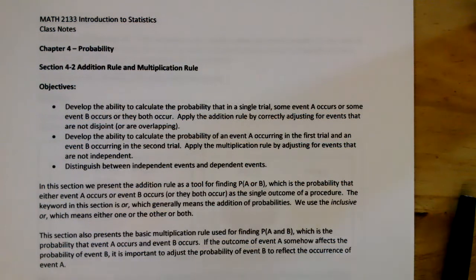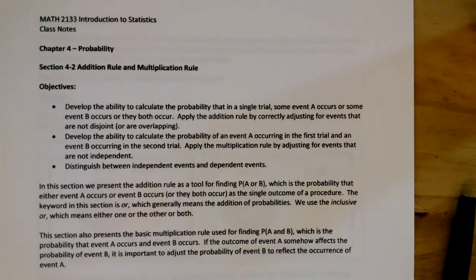All right, in this section, we're going to talk about section 4.2, dealing with the addition rule and the multiplication rule. And in this section, we'll develop the ability to calculate the probability that in a single trial, some event A occurs or some event B occurs, or they both occur. That's applying the addition rule by correctly adjusting for events that are not disjoint or overlapping.